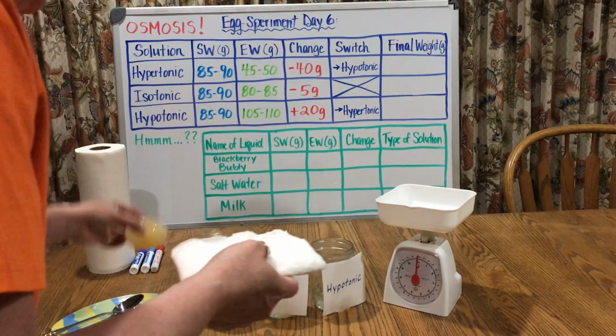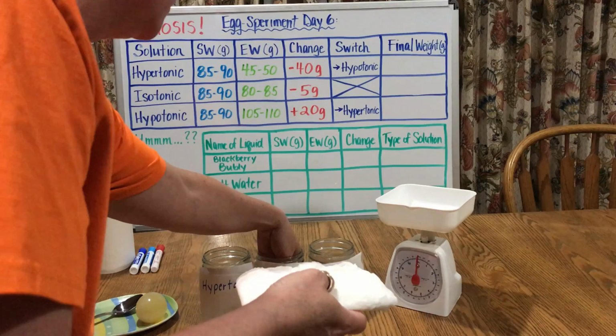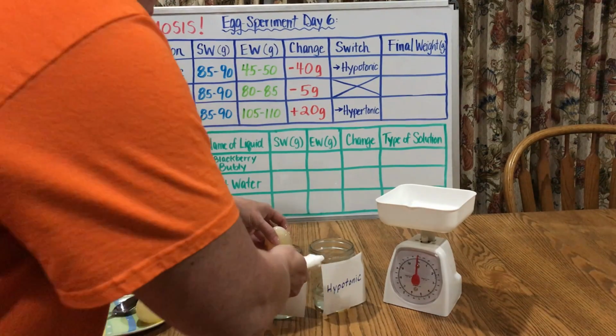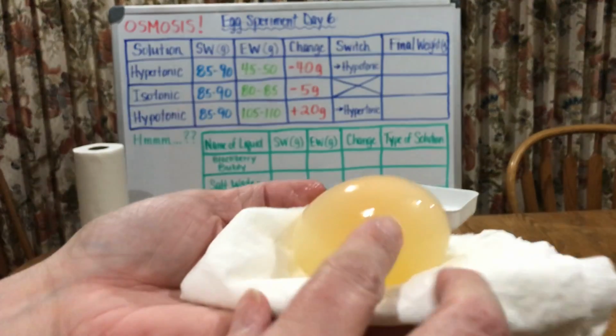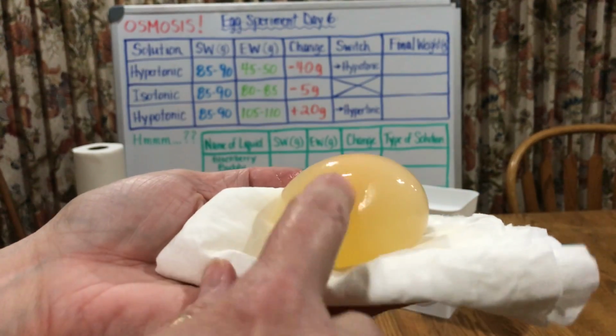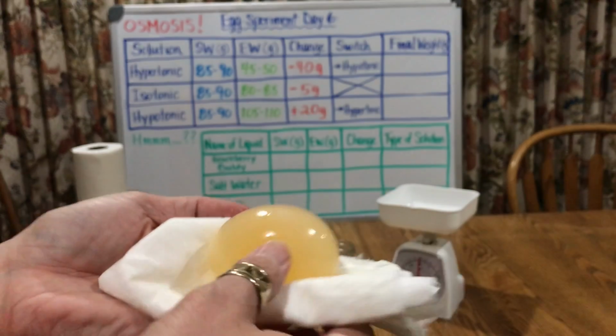Okay, actually I'm going to put it out on the plate here. Again, the isotonic one, I'm just going to grab. The isotonic one really doesn't change that much, and that's what we're expecting, okay? It pretty much looks like it did right from day one when we first dissolved the eggshell on it.